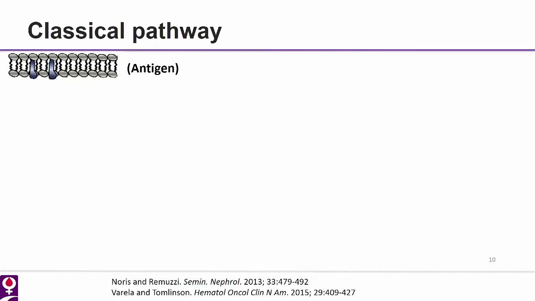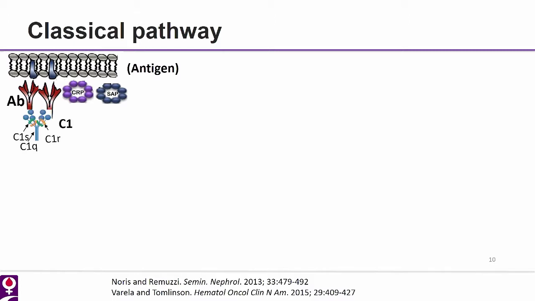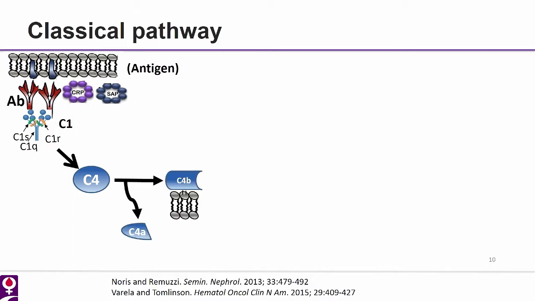So now I will go into detail for each pathway. First, the classical pathway. The classical pathway is mainly initiated by antigen-antibody complexes. This also can be activated by C-reactive protein and serum amyloid P. So what happens when these antigen-antibody complexes are formed? The first component of complement, that is C1, can bind to these antigen-antibody complexes, and this binding leads to the activation of subunits of C1, that is C1r and C1s. Once they get activated, they act on complement component 4, that is C4, and cleave it into C4a and C4b.